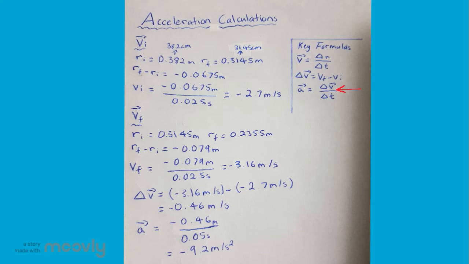Acceleration is described as the change in velocity over the change in time. The change in velocity will be the final velocity, negative 3.16 meters per second, minus the initial velocity, negative 2.7 meters per second, which is negative 0.46 meters per second. The time it took can be calculated by adding the two times it took for each interval, which is 0.05 seconds. The acceleration is then calculated to be negative 9.2 meters per second squared.